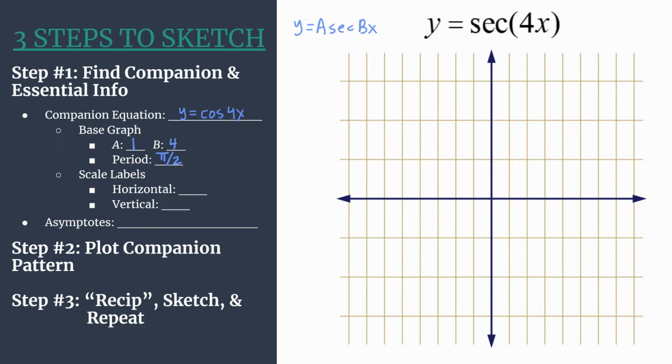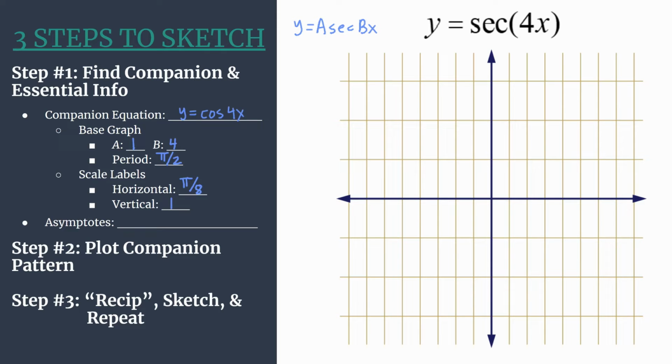Okay, once we have all that, we can set our scale labels. This will be how we count each tick mark. And we do set a very intentional scale label for our horizontal axis so that our graph points align nicely with our horizontal tick marks. Take your period and divide by 4. All right, so pi over 2 divided by 4 is going to be pi over 8. So that'll set a really nice scale for our horizontal axis. And your vertical scale, you can usually just count by 1. And that's what we'll do here.